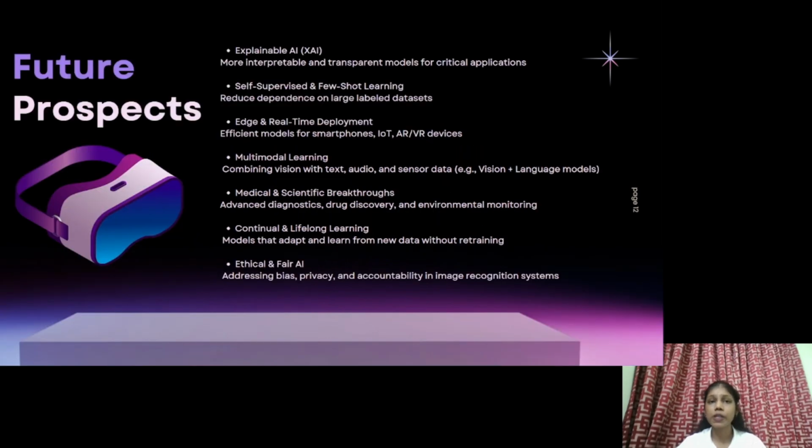Now, what are the future prospects? Explainable AI will make deep learning more trustworthy. Self-supervised learning can reduce the need for labeled data. Models are being optimized for edge devices like smartphones. We are seeing breakthroughs in multimodal learning, combining vision with language and sound. Most importantly, ethical AI will address fairness, privacy, and accountability.